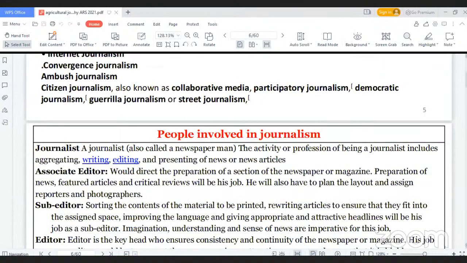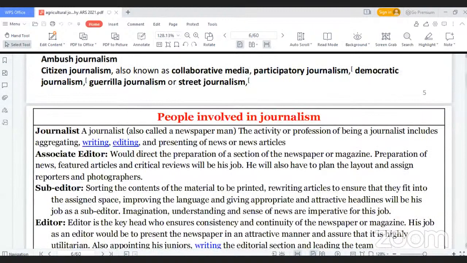Citizen journalism, also called collaborative media or participatory journalism, is the same thing. Citizen journalism is democratic journalism, where the people participate. Guerrilla journalism is sometimes also known as such. Suppose in a Naxalite area you want to cover or extract some news from that area. At that time, in guerrilla journalism, some of the people may participate.